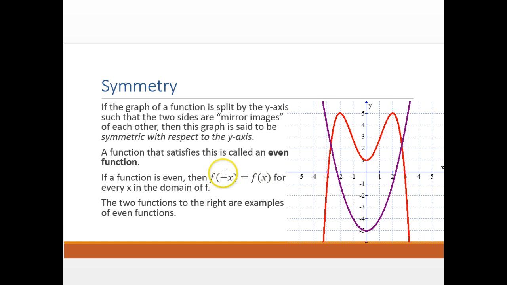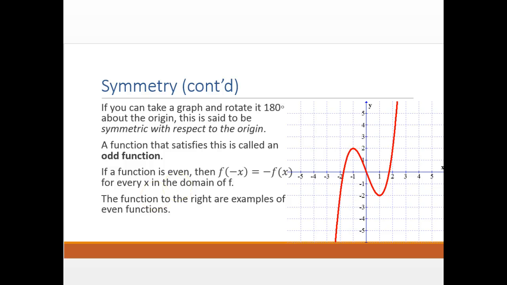In other words, if I plug in a negative number or its opposite, the positive number, you'll get the same y value. Notice over here at x equals 2 and x equals negative 2, there's my x and my negative x. The y values are both the same on this graph. Similarly here, the y values are both the same. Notice I have two different functions here. There's a red function and then there's a purple function. Both of these are considered even functions because they're symmetrical with respect to the y-axis.